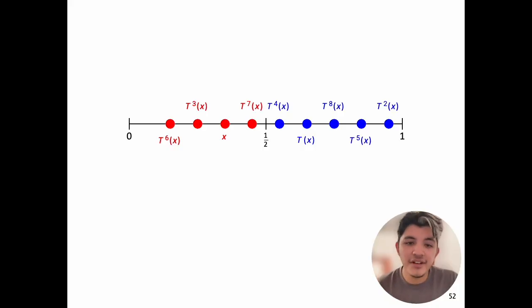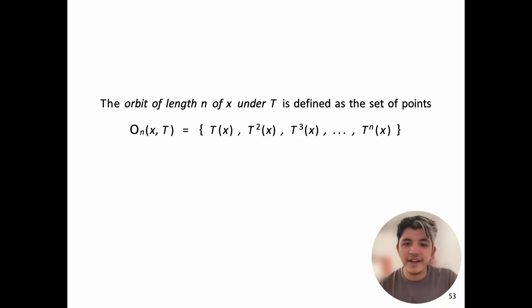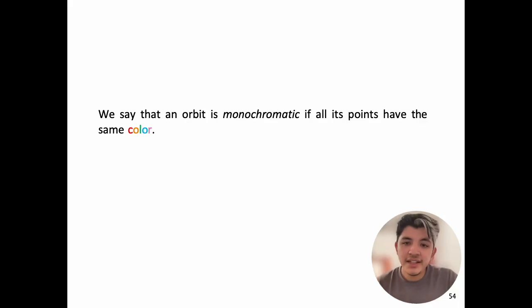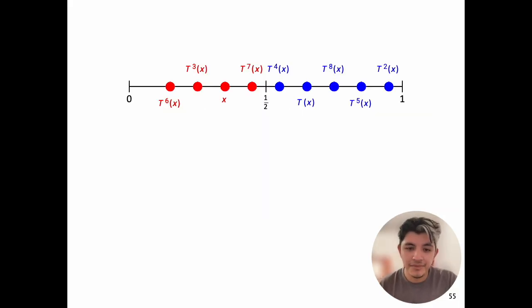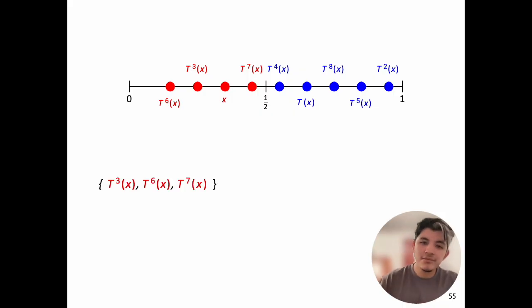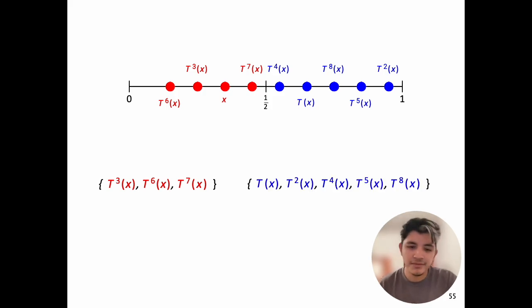Now we are going to see another definition. Let's denote O sub n of x under t as the orbit of length n of x under t, which is the set of the points t of x, t to the 2 of x, and all the way up to t to the n of x. These are the points that you may see in this video. We say that an orbit is monochromatic if all its points have the same color. In the same example that we have seen, one monochromatic suborbit is this one, and another monochromatic suborbit is this other one. Observe that all its points have the same color.